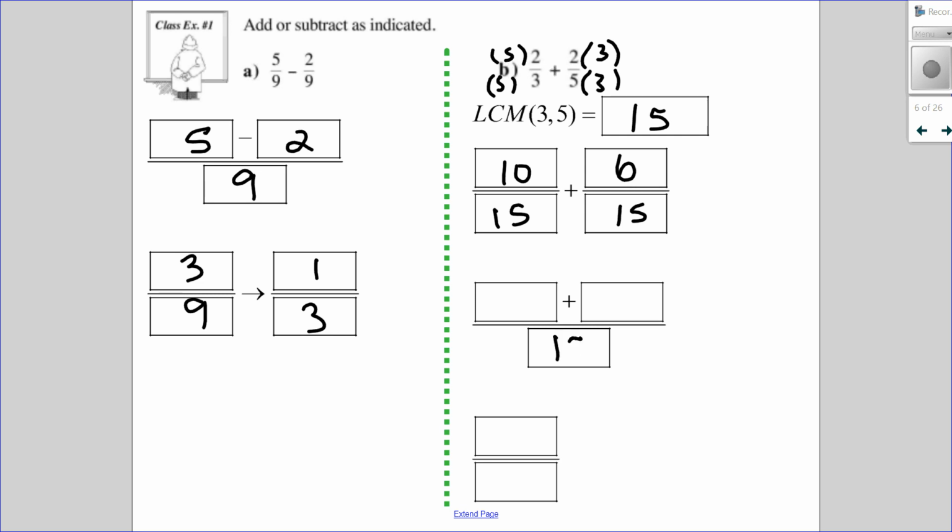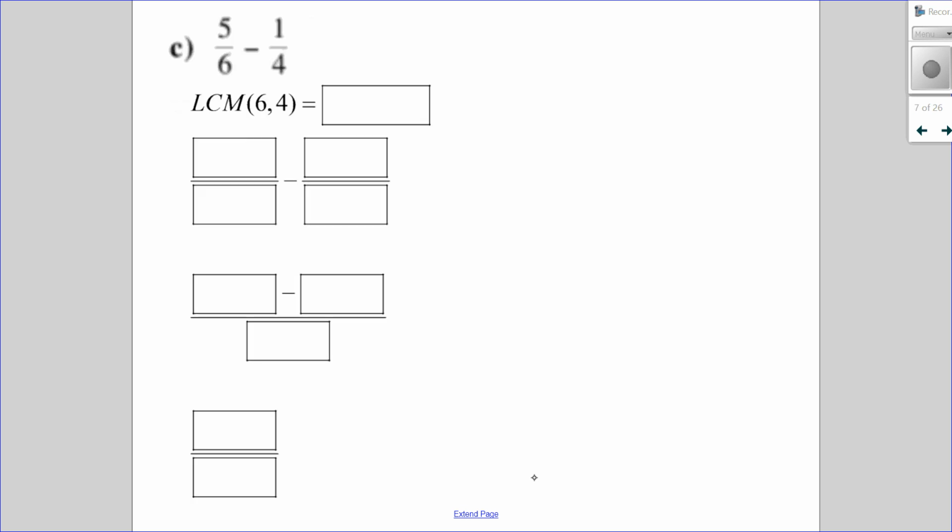The fractions have the same denominator, so I will just add those together, which is 16 out of 15. And I'll leave it as an improper fraction, but they don't have any common factors to the numerator or the denominator, so I'm done. Okay, let's try another one.